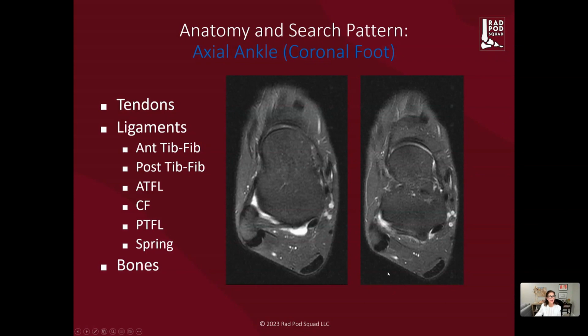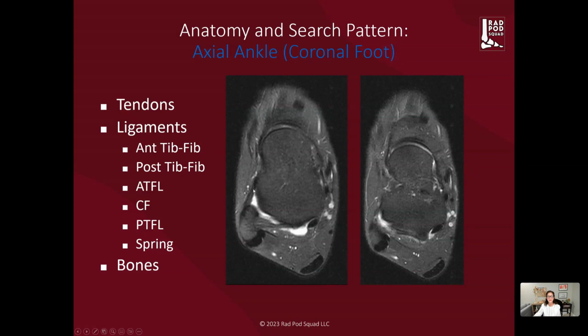Looking at our anatomy and search pattern for the axial images, this is our major search pattern and workhorse. We're going to be looking at the medial flexor tendons, the PT, flexor digitorum, and flexor hallucis. We're going to be looking at our lateral flexor tendons, the brevis, the longus. We're going to look at our extensor tendons, the tibialis anterior, extensor hallucis, and the digitorum tendons. We'll be assessing our ligament patterns.